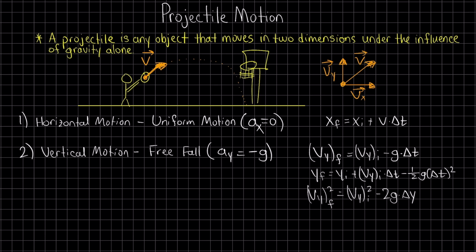Here's the key takeaway from all this. Gravity only affects vertical motion, not horizontal motion. Let's illustrate this with an example. Let's imagine you drop one ball straight down, let's say from this surface. So we have one ball and it's just going to be dropped straight down.